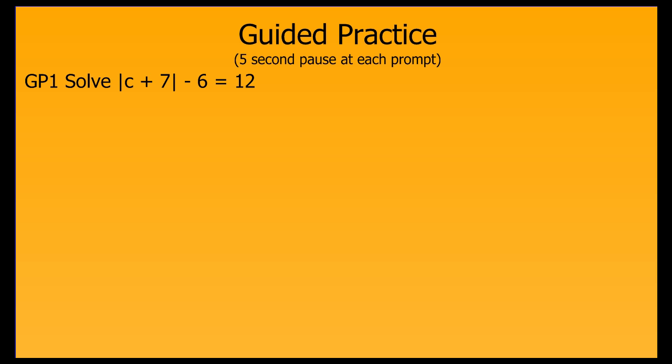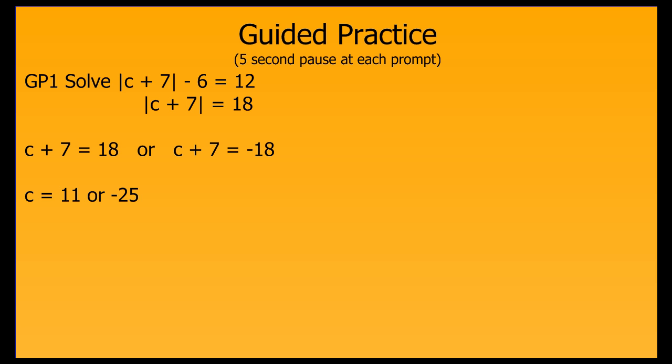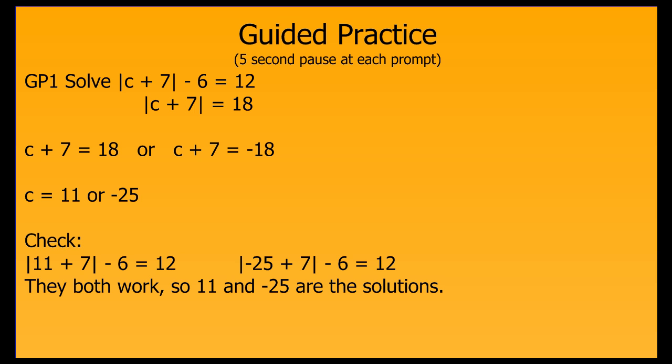What we're trying to do is solve this absolute value equation. How do we do that? First, we have to isolate our absolute value expression. Now what? Now we set up our two equations, c plus 7 equals 18, or c plus 7 equals negative 18. What's next? Now we solve those two equations and get our two solutions. Anything else? Yes, we should check our solutions by substituting them back into our original equation just to make sure we didn't make any mistakes. They both work, so 11 and negative 25 are our solutions.